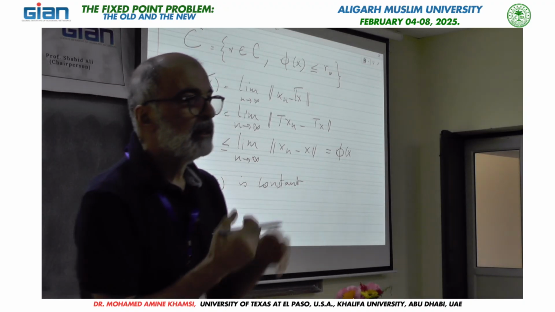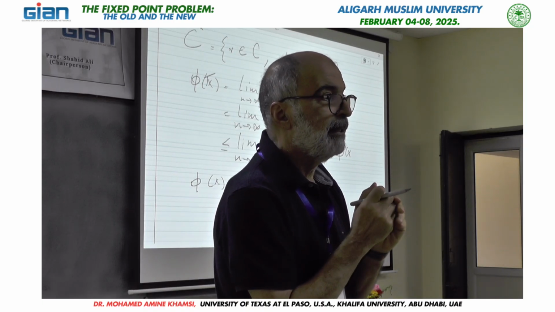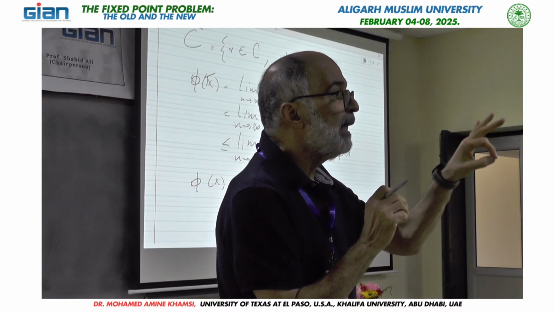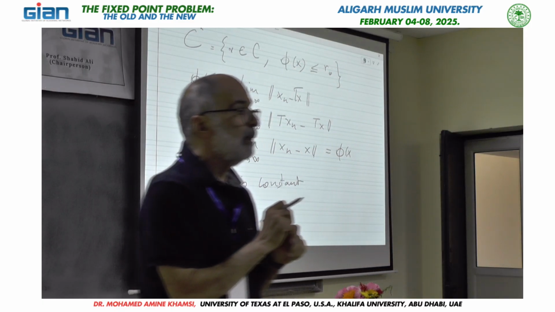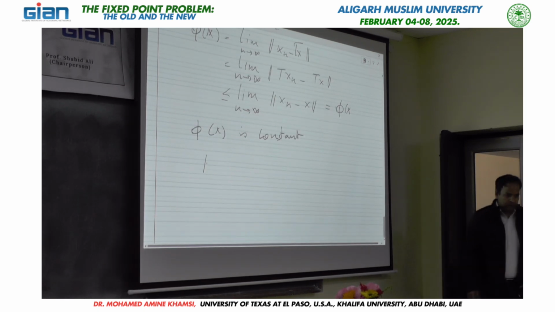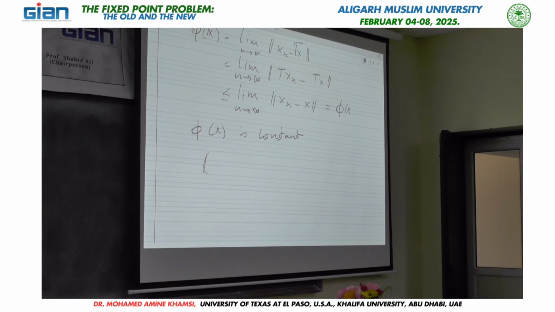Where are we now? C is weakly compact. I have a sequence xn, therefore there exists a subsequence which converges weakly. Let's call omega the weak limit. Using the lower semi-continuity of the norm, we get that. So there exists omega, a weak cluster point of xn.